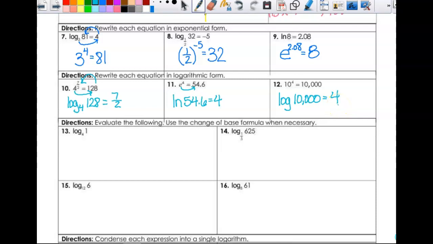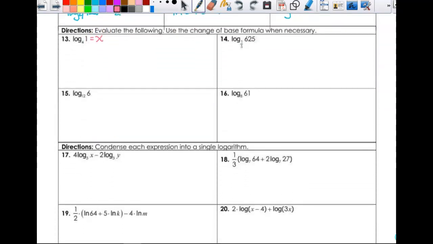So now these next ones say to evaluate. So evaluate means I want an actual answer. You're not just rewriting stuff. So I'm going to set it equal to x, so I have a variable. And then I'm going to do what I did on these other ones, which is rewrite it. I'm going to rewrite it as an exponential. 4 to the x power equals 1. Well, I need common bases, so 4 to the x would equal 4 to the 0 power, so x equals 0.